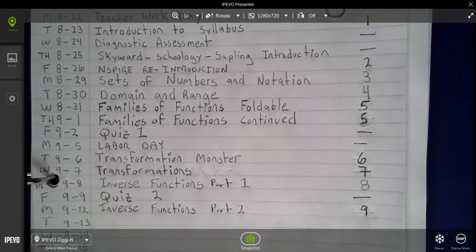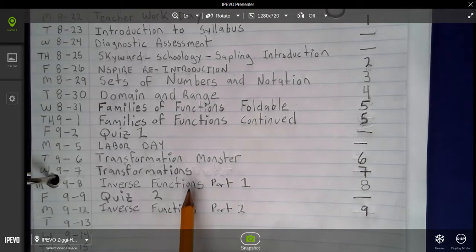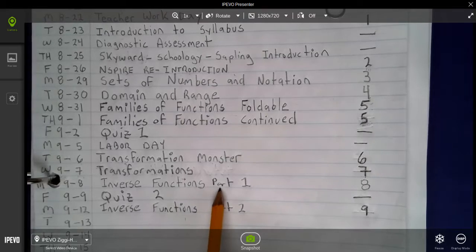All right, if you would, please pause the video and update your table of contents. All right, now that your table of contents is updated, I want you to take a look right here where it originally said inverse functions, but I've realized that we have a part 1 and part 2. So we're going to make this inverse functions part 1 and make this inverse functions part 2.